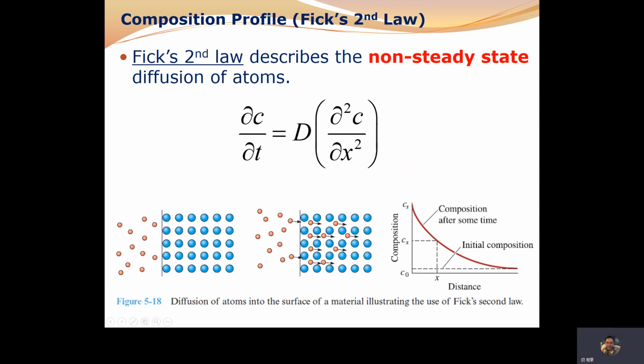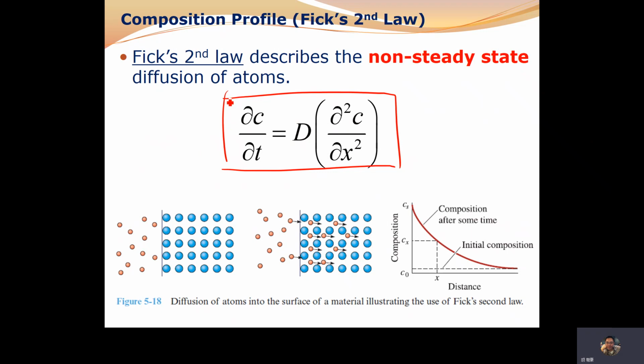And then let's look at Fick's second law, which describes the non-steady state. Fick's first law describes the steady state. So Fick's first law deals with the diffusion process that is independent of time, and Fick's second law can handle the diffusion process that varies with time, right? It's a PDE, partial differential equation.